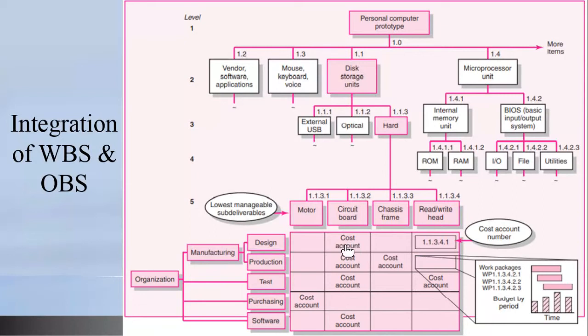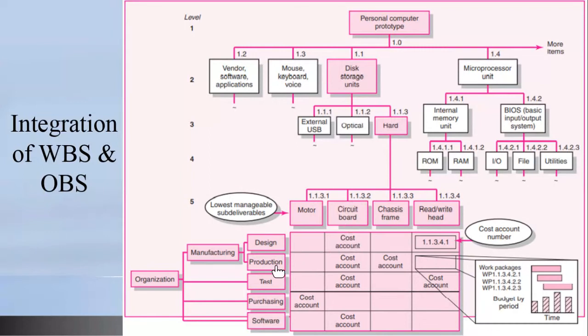So the 7 work packages will all roll up, meaning they will add up. The cost of each will add up into a cost account, and the cost of doing that will have to be undertaken by the design unit. So they are responsible for delivering the works for the circuit board.